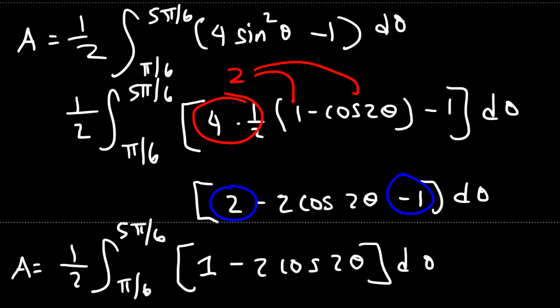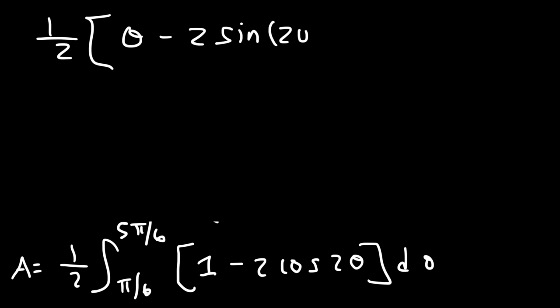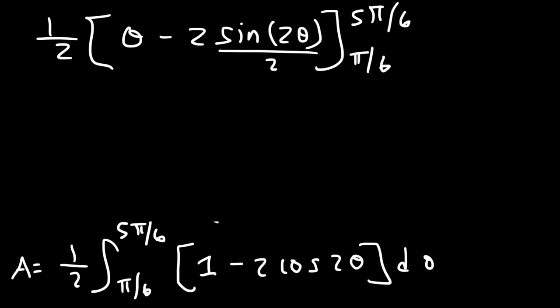So let's go ahead and integrate this. It's going to be 1/2. The antiderivative of 1 d theta is going to be theta. And the antiderivative of cosine is sine. So for cosine 2 theta, it's going to be sine 2 theta divided by 2, evaluated from pi over 6 to 5 pi over 6. And so we could cancel 2.